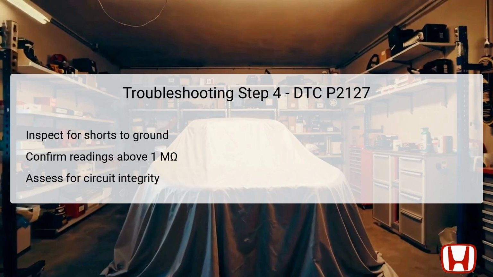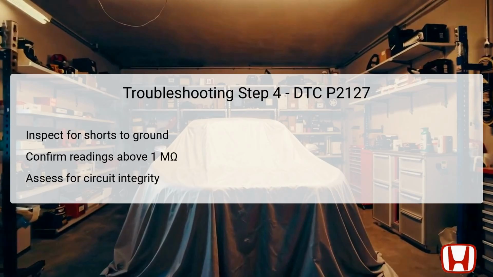Continuing the troubleshooting process, this step focuses on confirming circuit integrity by inspecting for shorts to ground. With the connectors still detached, check the APS2 circuit for potential shorts that could lead to low voltage readings. Under off conditions, the reading should be above 1 megaohm, indicating no shorts to ground are present.